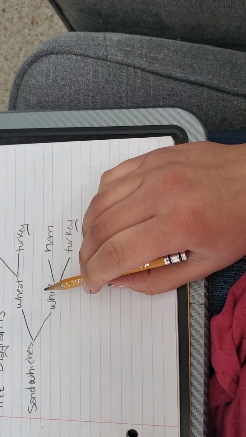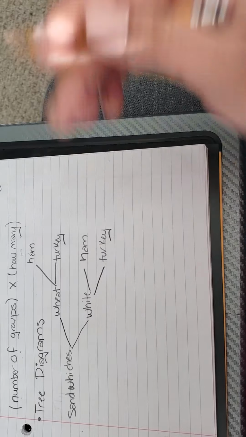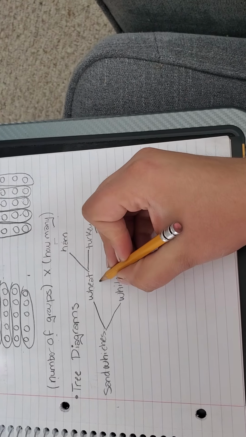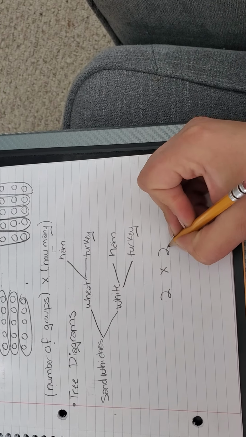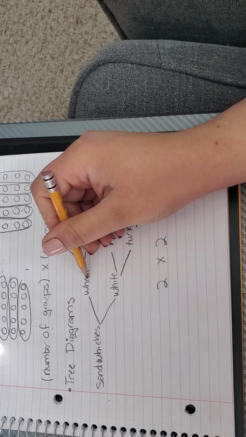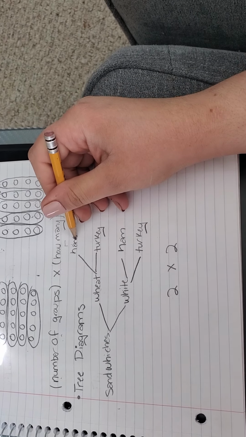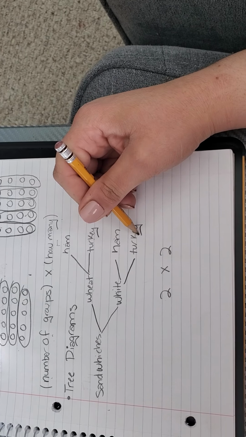So the multiplication we're showing here is going to be 2 times 2, because we have two options and each of the two options has two more options, for a total of 4 there.